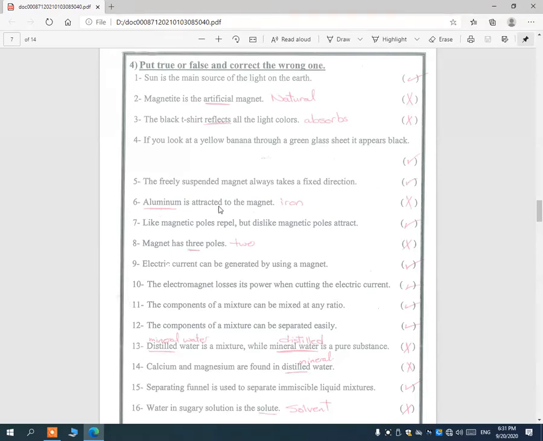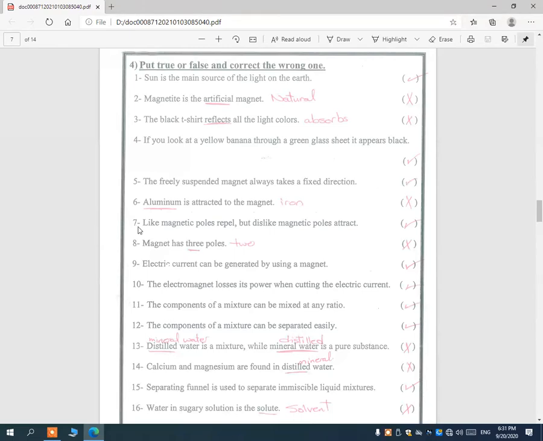Number 6, aluminium is attracted to the magnet. No, aluminium is not attracted to the magnet. So we will remove aluminium and put any magnetic material, iron, steel, cobalt, anything which is attracted to the magnet.